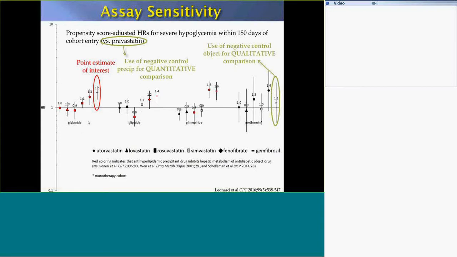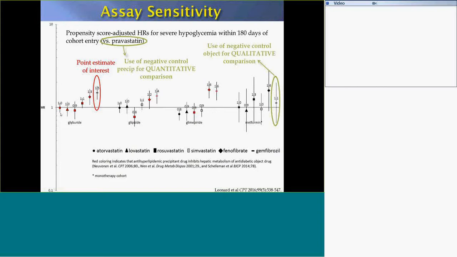And our main drug of interest was really glyburide, but we also used metformin as our negative control object drug by way of a qualitative comparison. That is, we didn't use these numbers numerically in any way to adjust our glyburide findings, but simply eyeball them to see what it looks like when we don't expect an interaction, but there's concomitant use of these drugs.